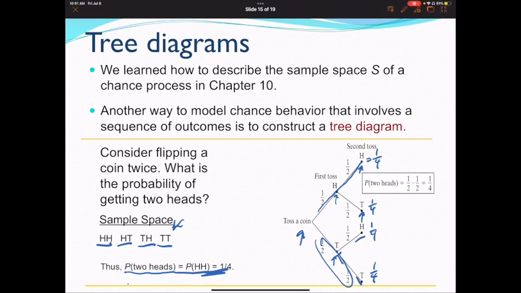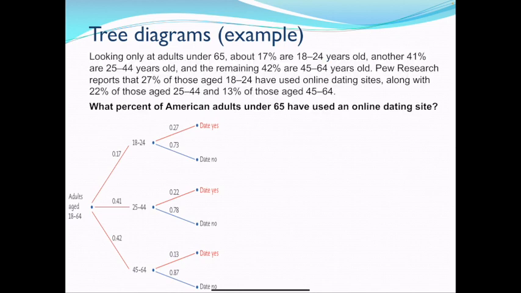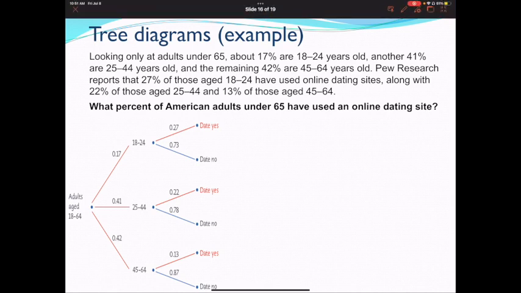Let's do another example, because I really do like these. Looking only at adults under 65, about 17% are 18 to 24-year-olds, another 41% are 25 to 44-year-olds, and the remaining 42% are 45 to 64 years old. Pew Research reports that 27% of those aged 18 to 24 have used online dating sites, along with 22% of those aged 25 to 44 and 13% of those over 45. What percent of Americans under 65 have used online dating sites?